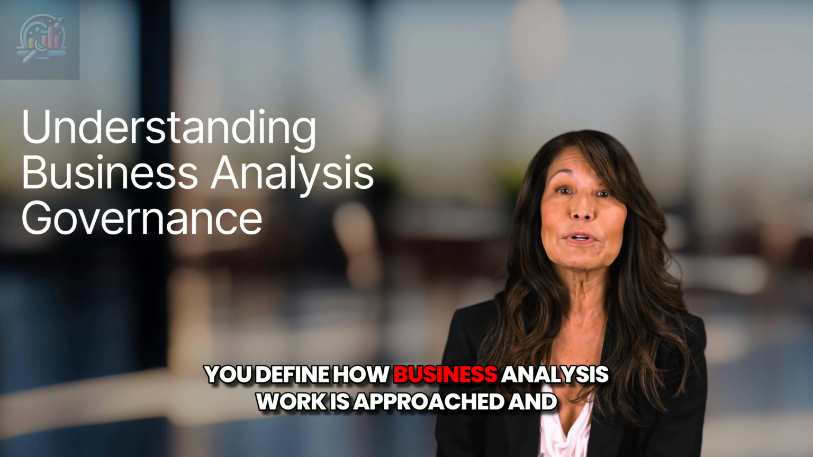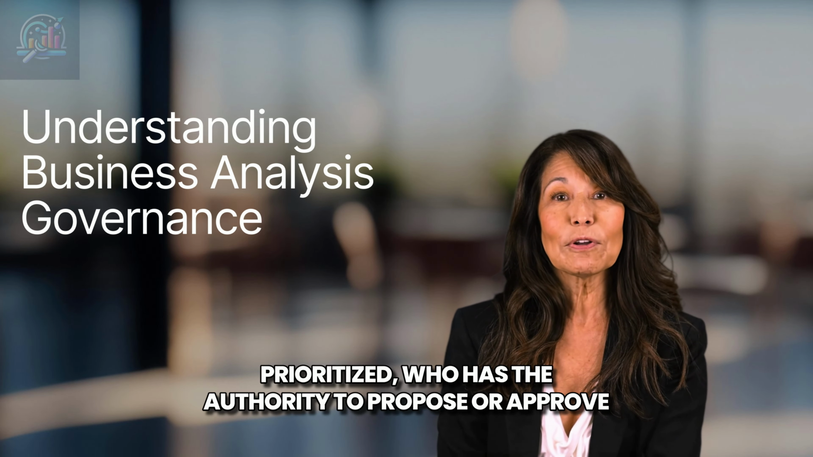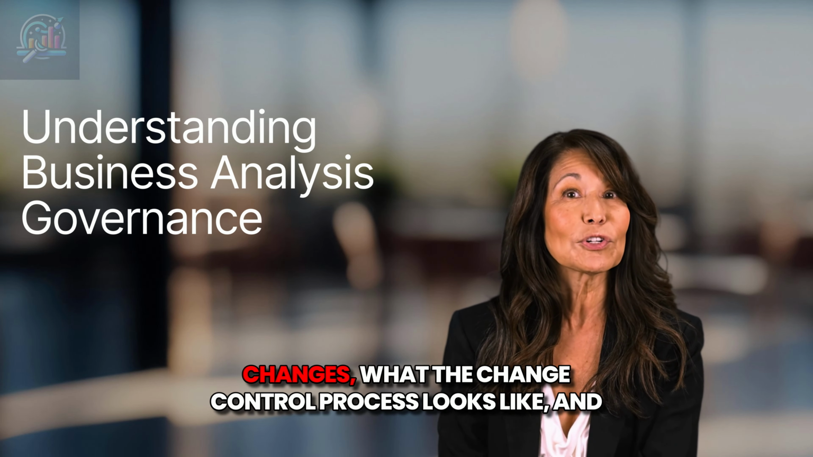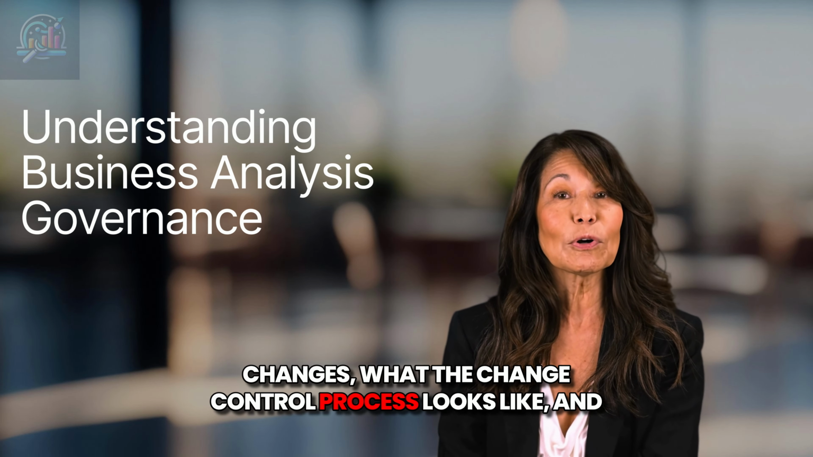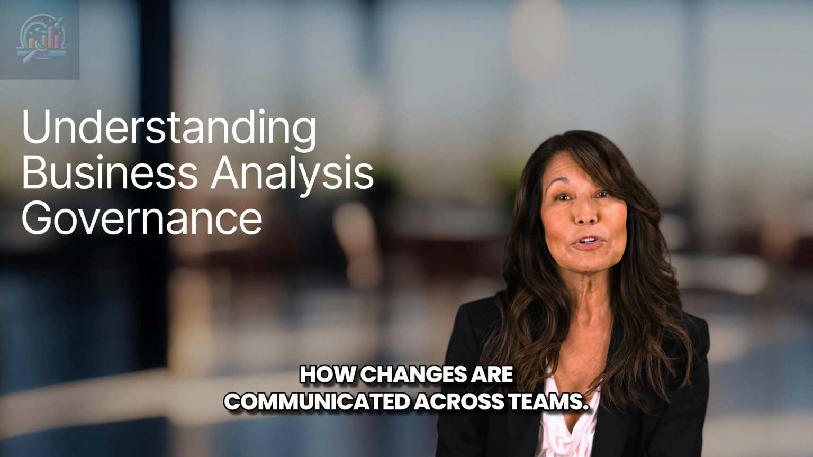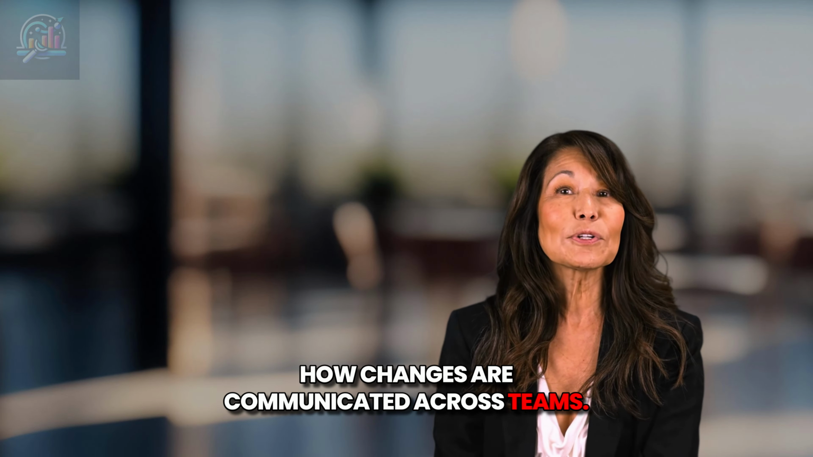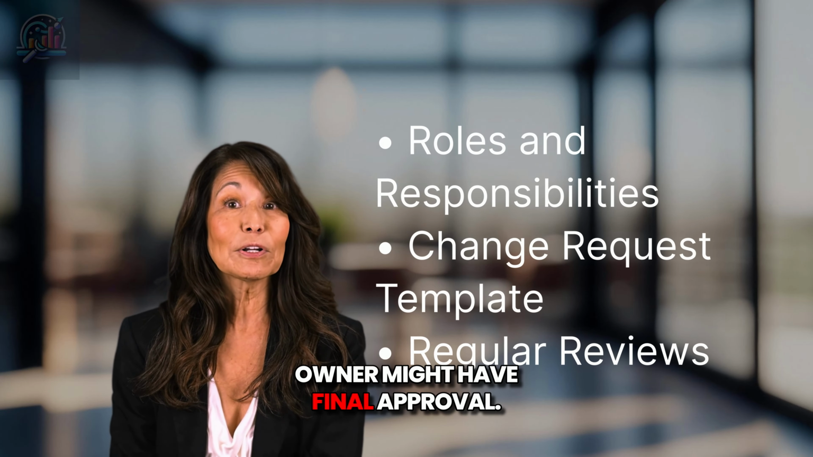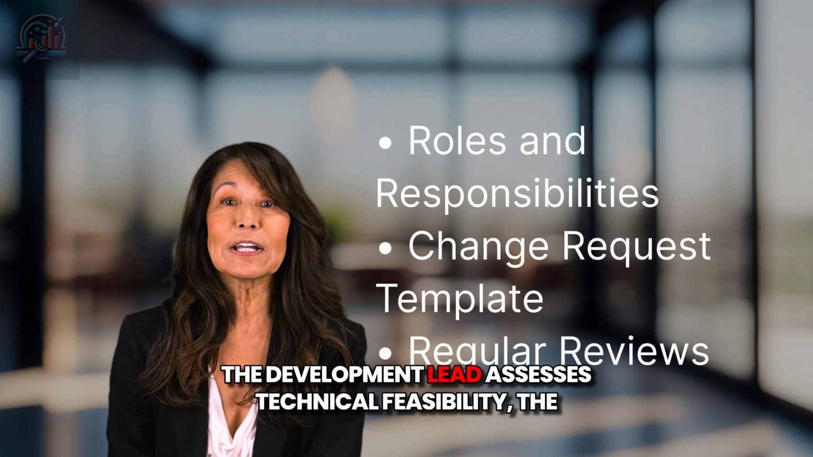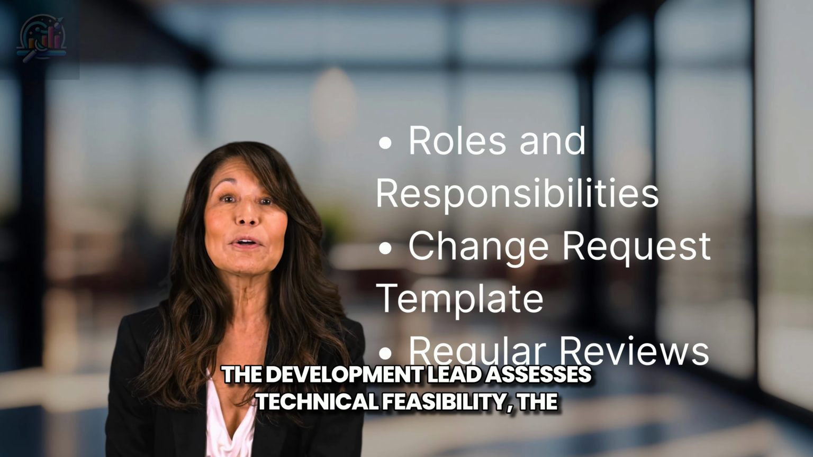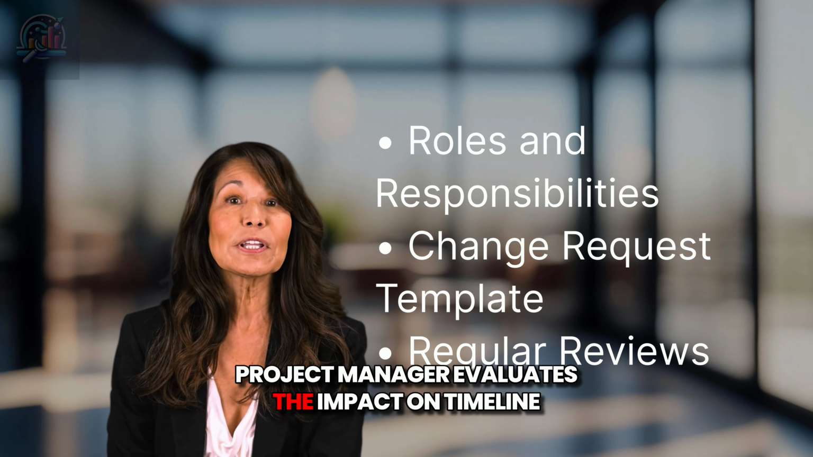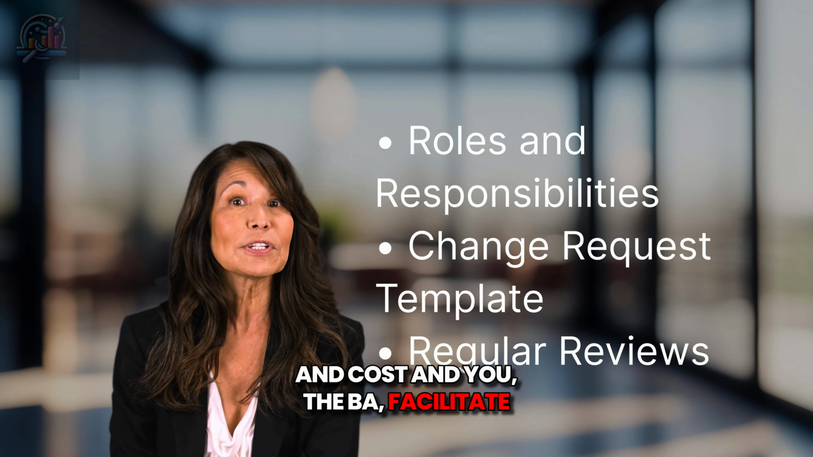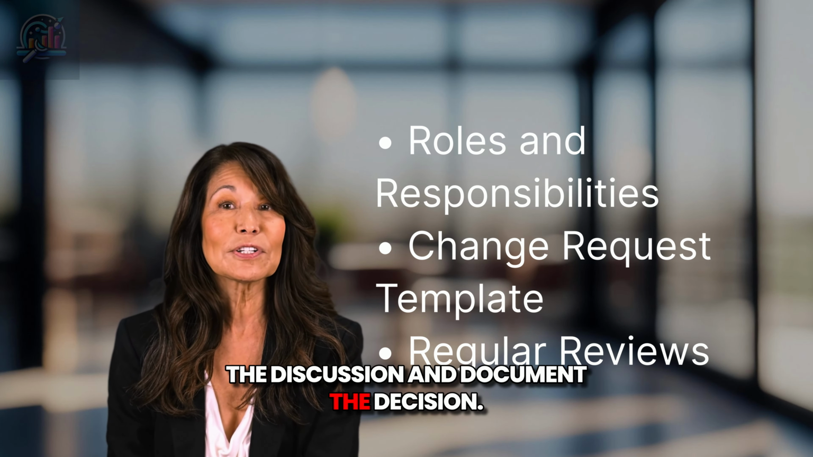You define how business analysis work is approached and prioritized, who has the authority to propose or approve changes, what the change control process looks like, and how changes are communicated across teams. In our example, the product owner might have final approval. The development lead assesses technical feasibility. The project manager evaluates the impact on timeline and cost. And you, the BA, facilitate the discussion and document the decision.